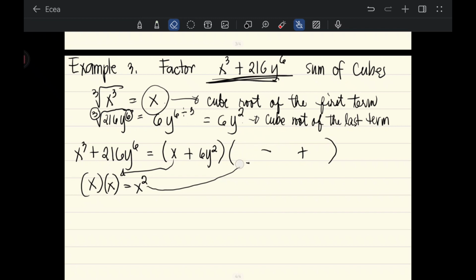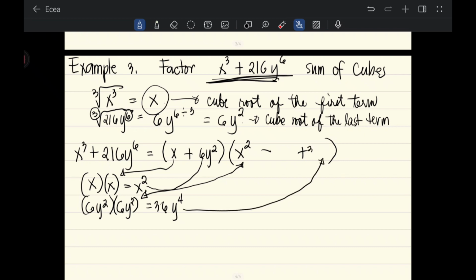Sulat atong tarong. Pero di mo maglibog. X squared. Now, si 6y squared, i-multiply sa nato sa iyang self. Kaduha to get the squares. 6 times 6, that's 36. Y times y, you add the exponents. 2 plus 2, that is 4. So, si 36y raised to 4, isulat dere. And the middle term, i-multiply ang duha. That is x times 6y squared.